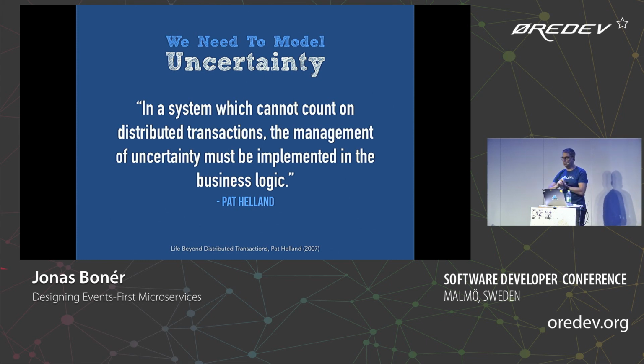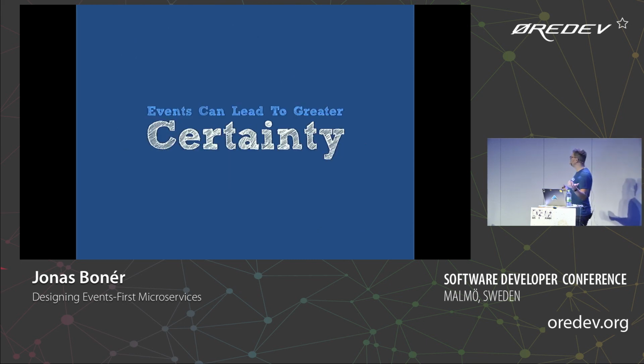And how do you do that? You need well-defined protocols. And as Pat Helland said, a system that cannot count on distributed transactions needs to manage the uncertainty in the business logic. It's your job to manage this uncertainty, unless you have the rare ability to use transactions, which is very rare, I think, if you want availability and scalability. So the question is, how can we do that?